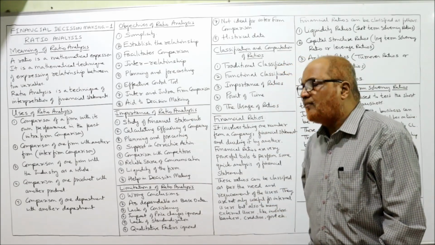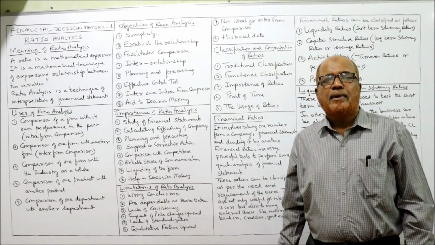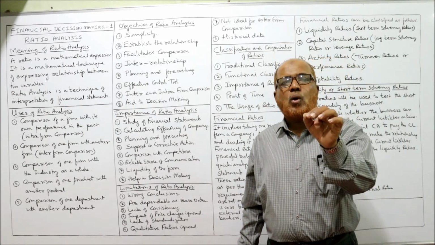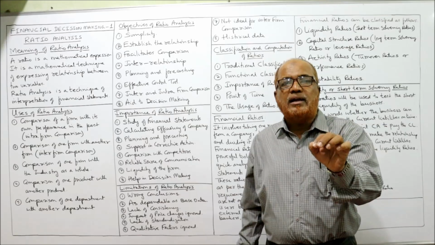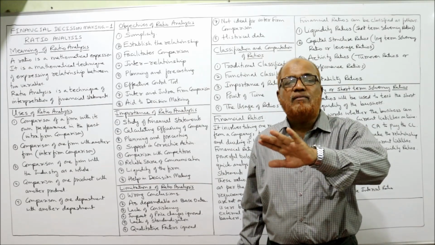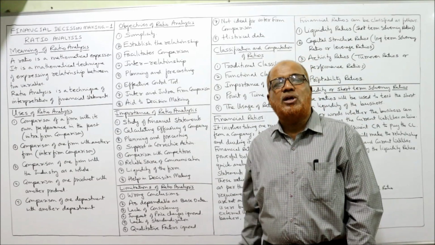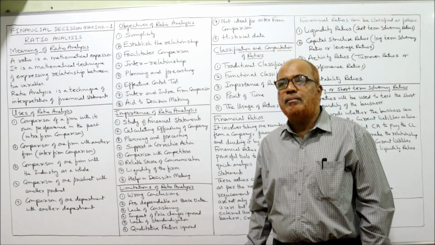Next one, qualitative factors are ignored. In ratio analysis, only quantitative figures will be taken. Whatever qualitative information is there will not be taken into account in ratio analysis. That is one of the limitations.